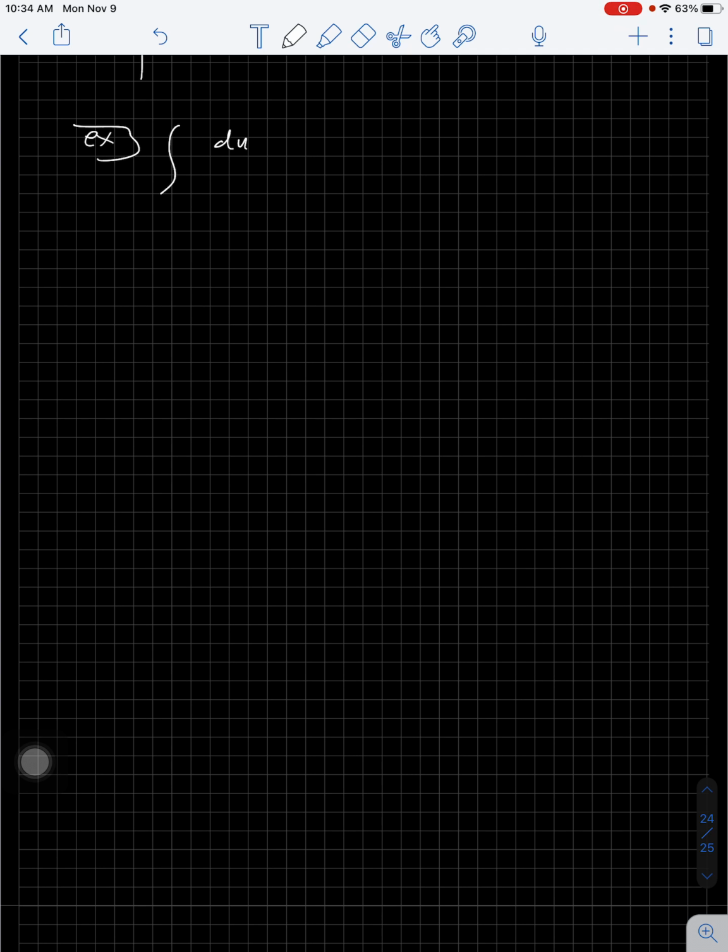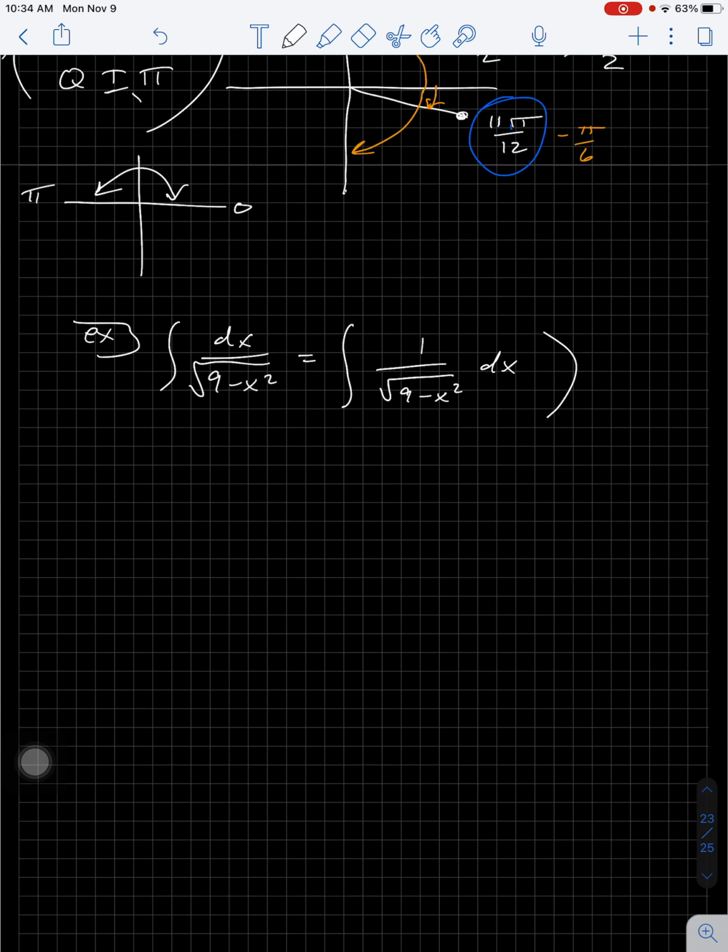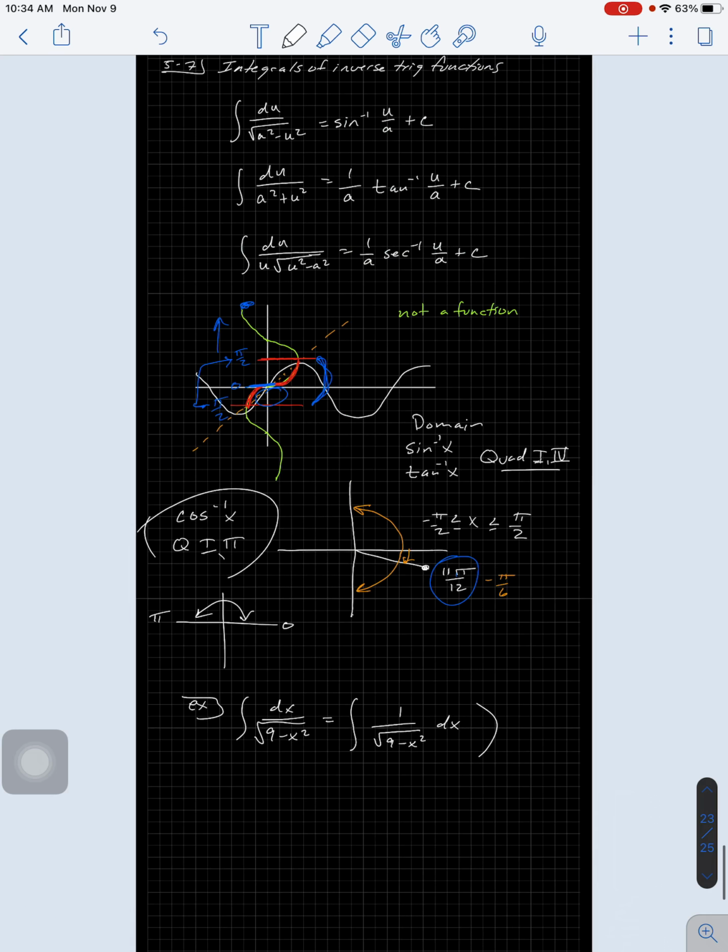We've got dx over the square root of 9 minus x squared. And remember, if you don't like that dx on top, this is the same thing. You can slide that dx to the side if that's more comfortable to you. The idea is that you want to take your integrand and match it up to one of your formulas.